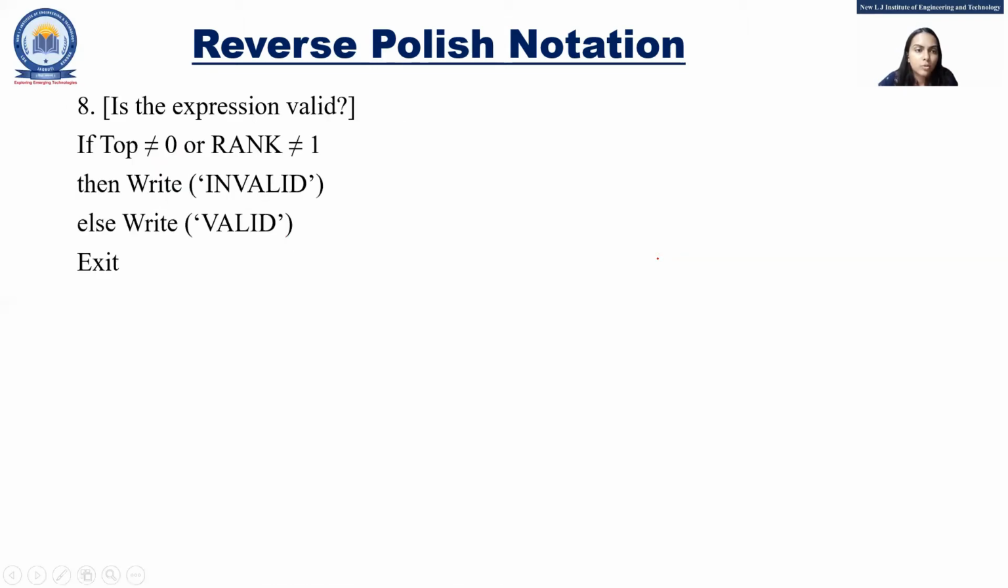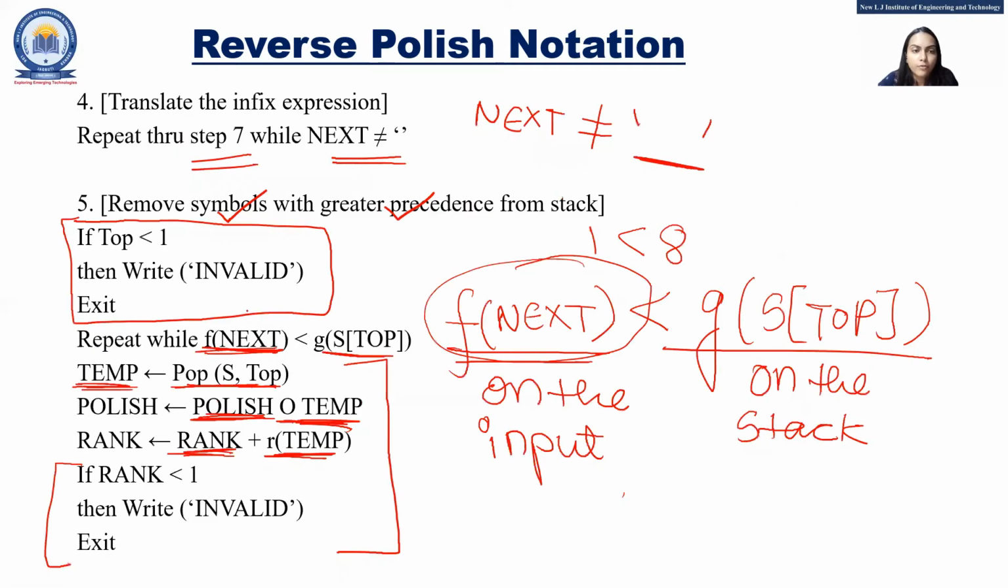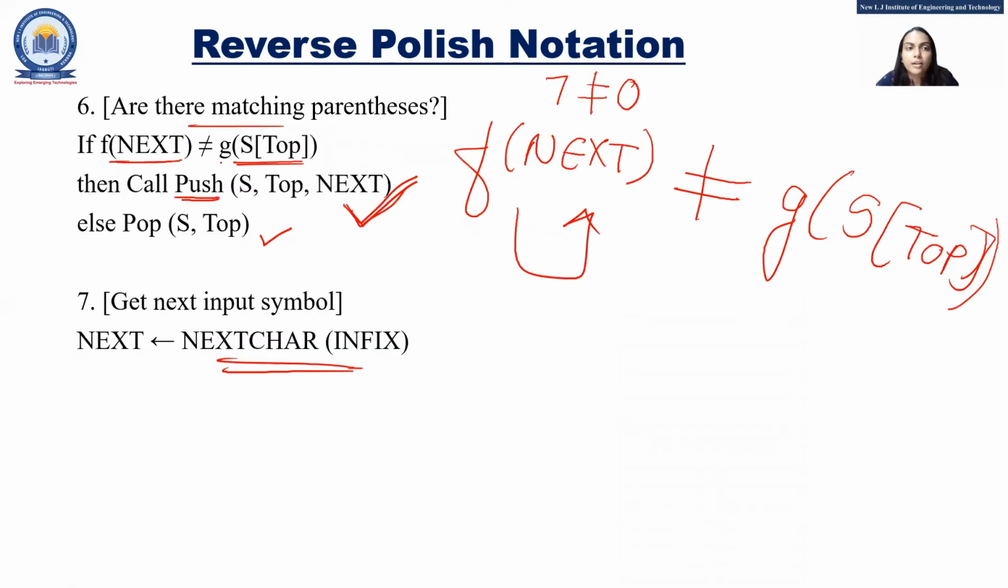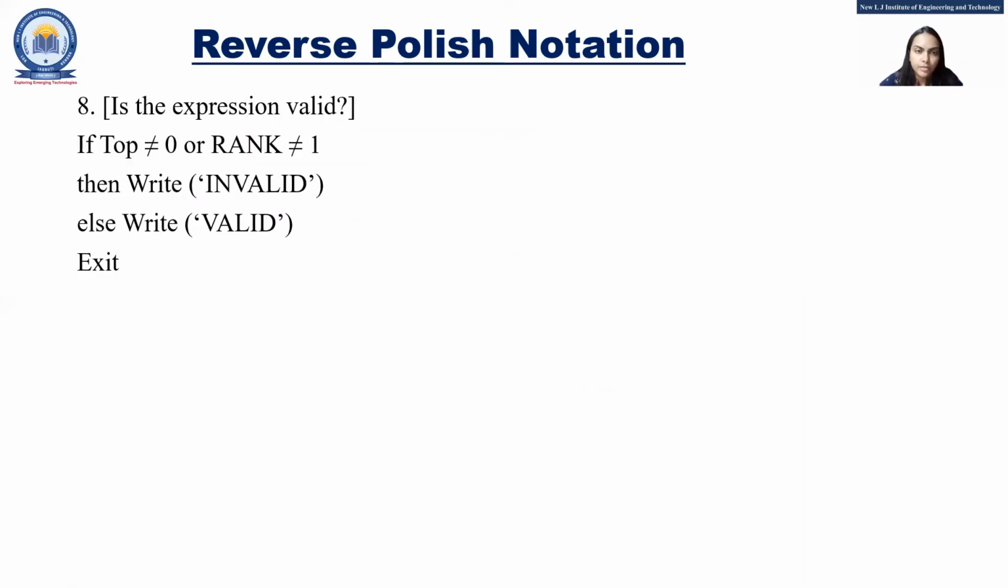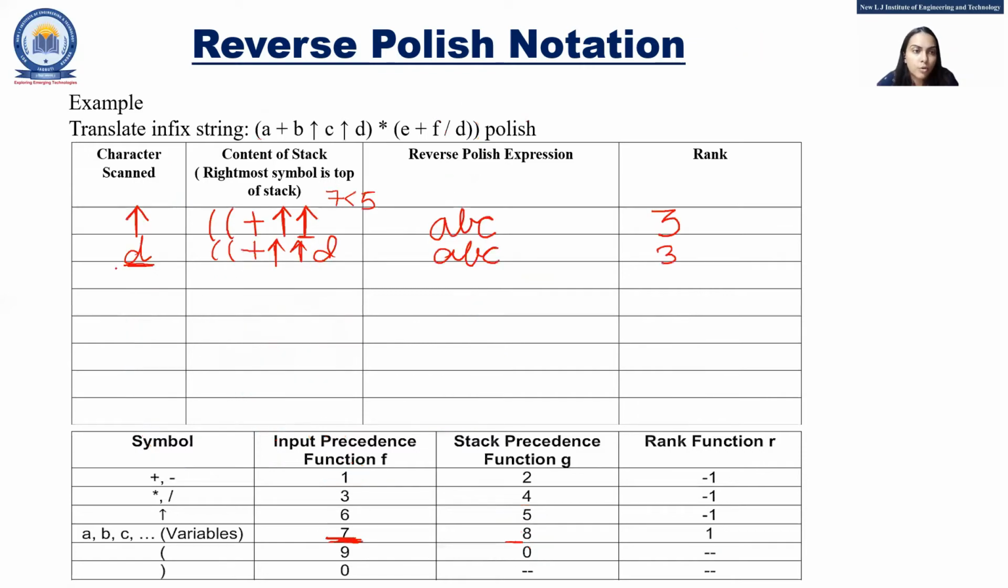Again, let's go back to the algorithm, students. If f of next is less than g of s of top, then only we have to pop. Otherwise, if they are not equal, then we will push it. So because 7 is not equal to 5, we will push the D onto the stack. Right? Now we have closing bracket.